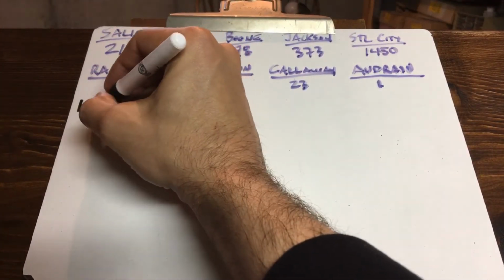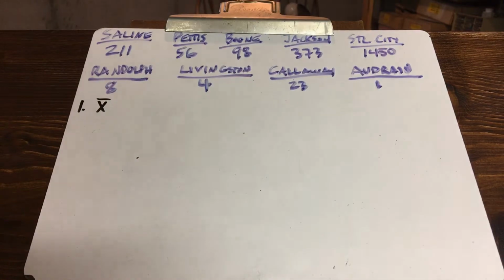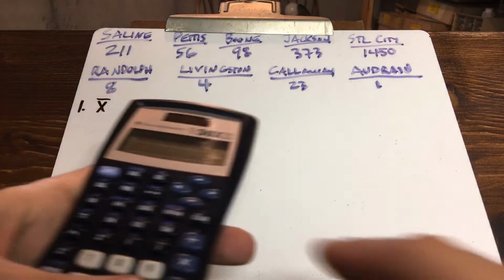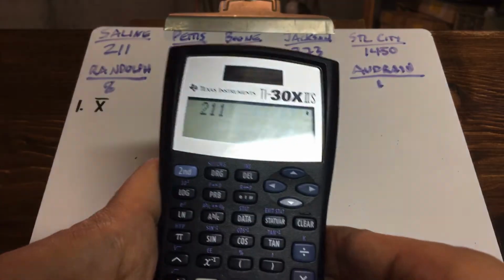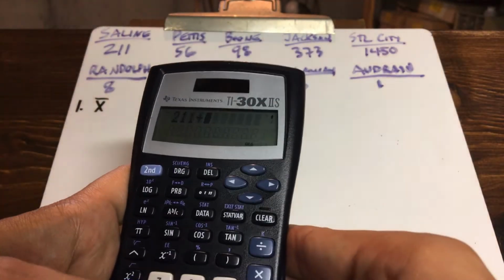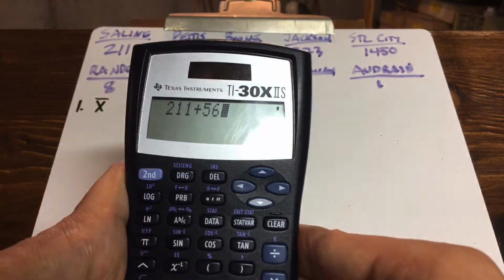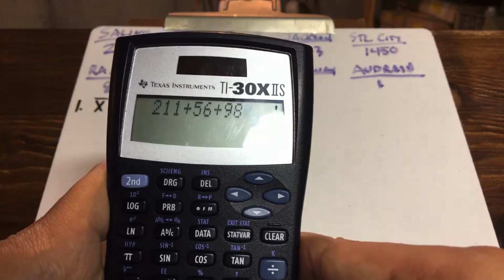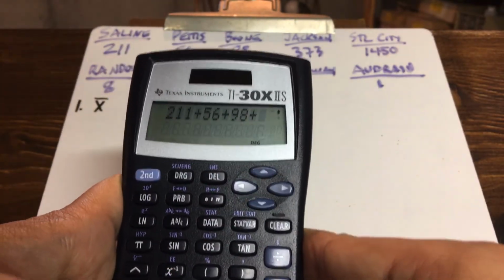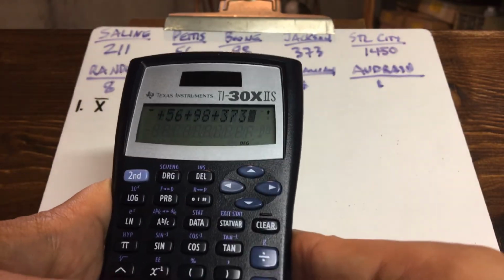Okay, so I'm going to use the fancy symbol X bar. Let's find the mean of all these. I have 1, 2, 3, 4, 5, 6, 7, 8, 9 different counties. Saline County, 211. All right, that's obviously Marshall, Slater. Pettis County, which is like Sedalia, 56. Boone County, that is Columbia, that is Ashland. We have Jackson County, that's Kansas City, only 373.